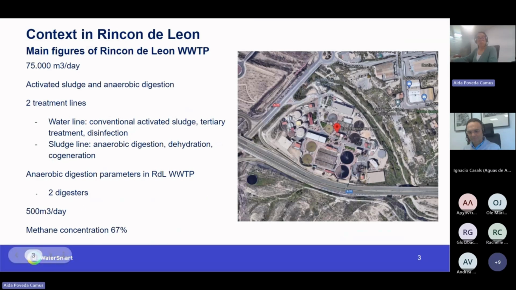Anaerobic digestion is carried out in two 500 cubic meters digesters and produces 6,000 cubic meters of biogas per day, with a methane richness of 67%.